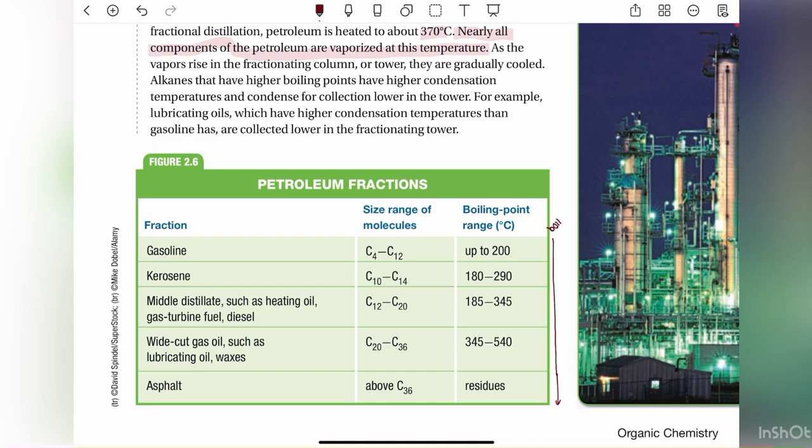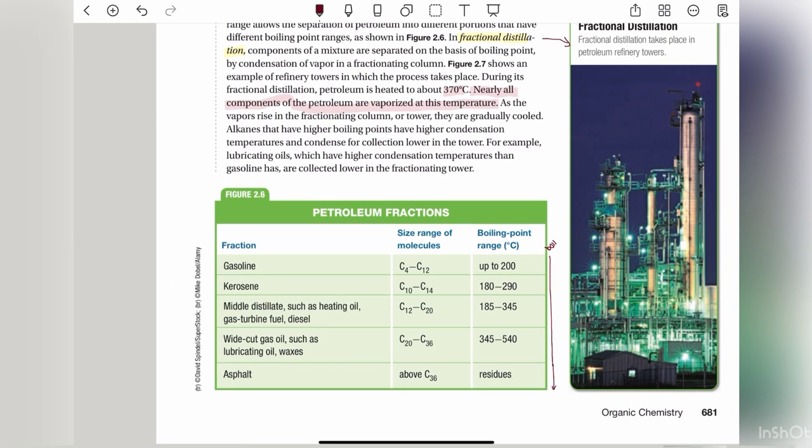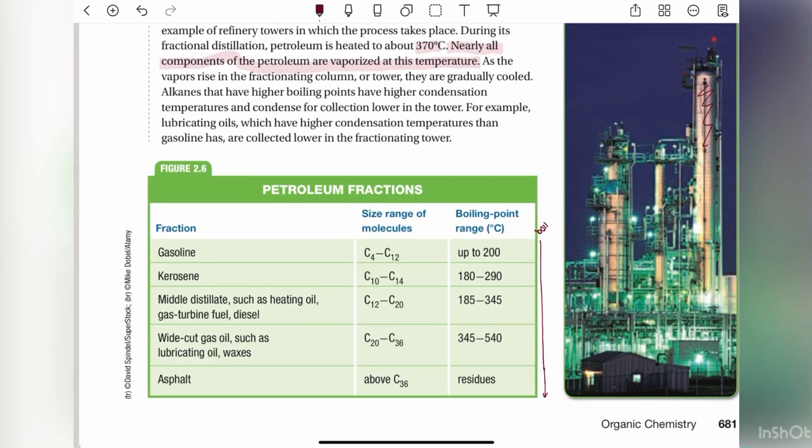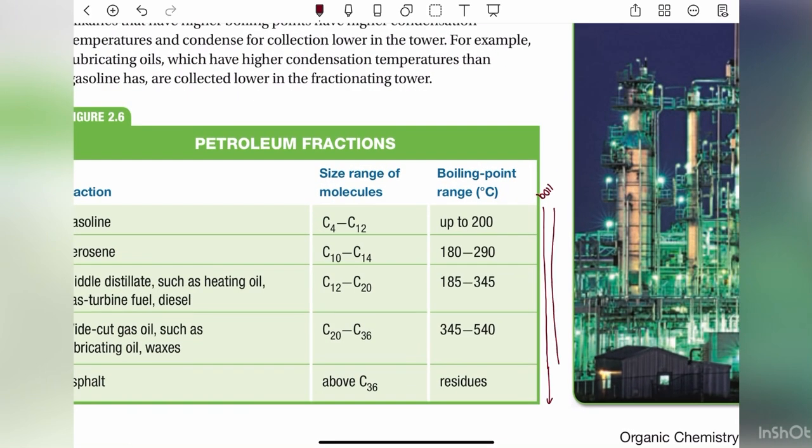And so lubricating oil, for instance, will boil the last. The boiling process will be stopped at 370 degrees when almost the whole mixture has been turned into vapor. So now there's only vapor in this tower. And then as the vapor is gradually cooled, the condensation process will also happen at different times for each individual fraction. So condensation will go in the opposite direction.